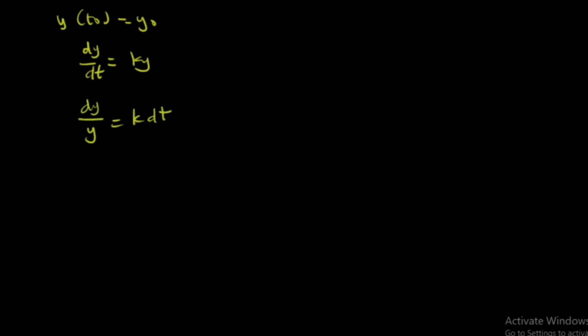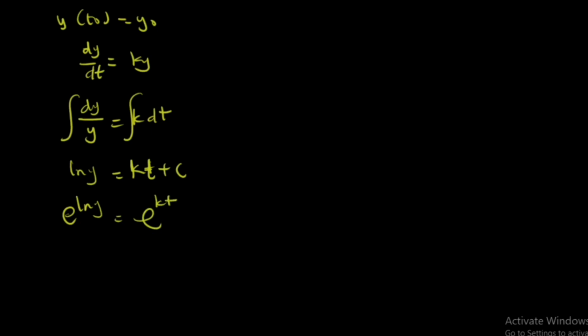Then we integrate both sides. When we integrate the left side, since this is 1 over y, we get ln y. And the right side gives us kt plus c, because when you integrate the constant k with respect to t, you get kt, plus c. Then we are trying to make y the subject, so we take the exponential of both sides. We get e to the ln y is equal to e to the power kt plus c.